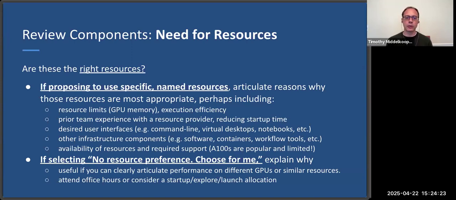Selecting "no resource preference, choose for me" may be useful only if you can clearly demonstrate how your computations perform on more than one resource or hardware type, or you know of multiple resources that have similar hardware systems. If you really don't know what you need, we strongly suggest attending the NAIRR Pilot or resource provider office hours to help you with selection and testing before you submit a proposal. You may also consider a small initial allocation to perform tests on one or more resources, which we'll touch on later.